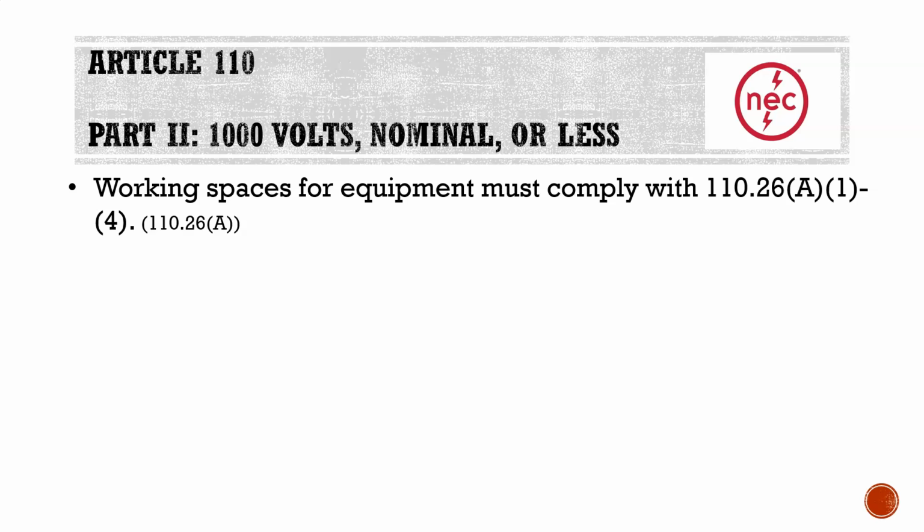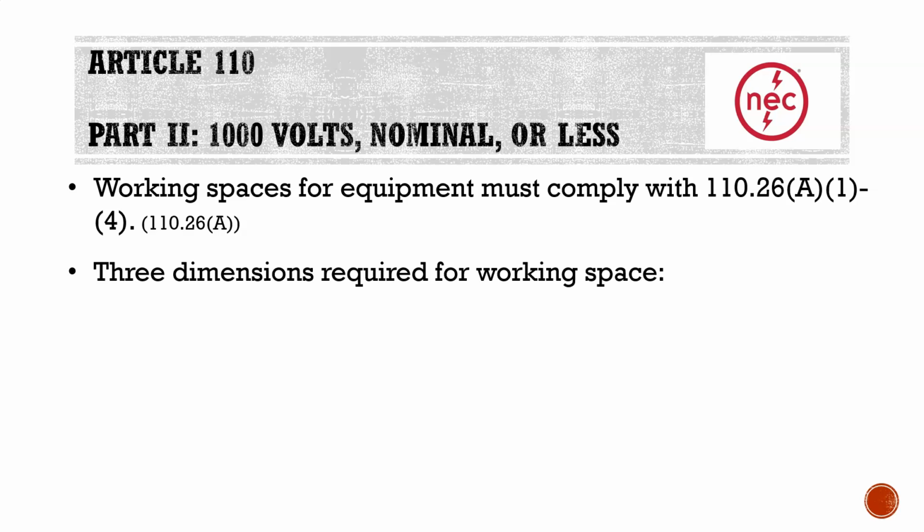So starting off here, Article 110, we're going to be looking at Part 2, 1,000 volts nominal or less. And this is going to be starting on page 47 of your 2017 NEC. Working spaces for equipment must comply with 110.26A1 through A4, and we'll be taking a look at A1, 2, and 3. A4 isn't really that noteworthy or important. It's really going to be A1, 2, and 3, which cover depth, height, and width.